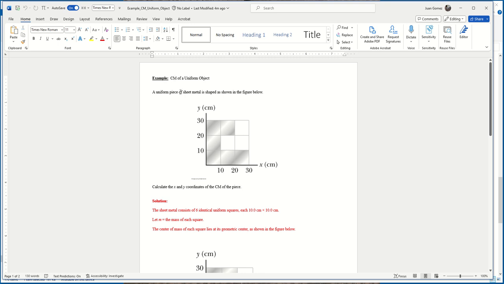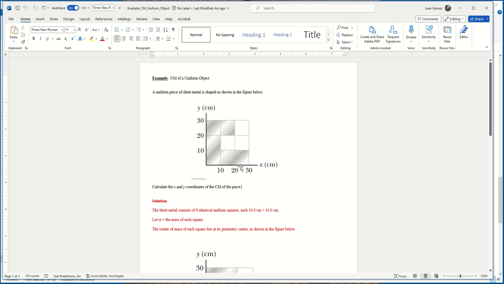So I have a uniform piece of sheet metal, shaped as below, and I want to calculate the x and y coordinates of the CM of the sheet metal. And I'm going to use the actual origin of the coordinate system, and calculate the coordinates relative to the origin. Makes sense.